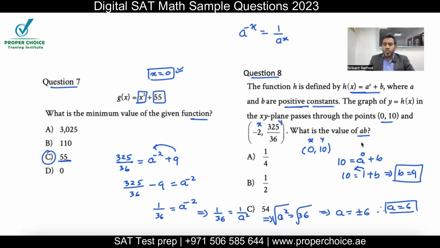We already got the value of b as 9. The question is, what is the value of a times b? Just multiply them. a times b is the same as 6 times 9. 6 times 9 is equal to what? 54. So the right choice is option C. You can see that 54 is the right answer to this question.